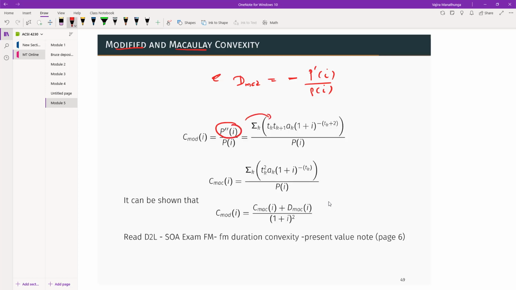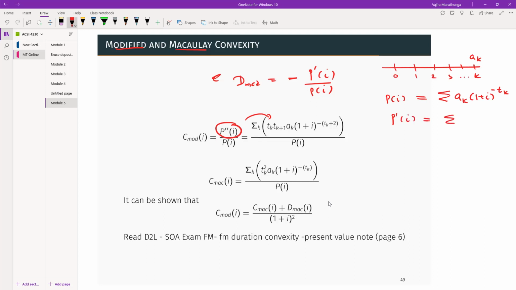So what's the price function? It is the sum of A_k, where A_k is the money coming at time t_k. So you have 0, 1, 2, 3, and so forth, k. This is A_k times (1 plus i) to the negative t_k. That's the price function, and then you can take the first derivative.